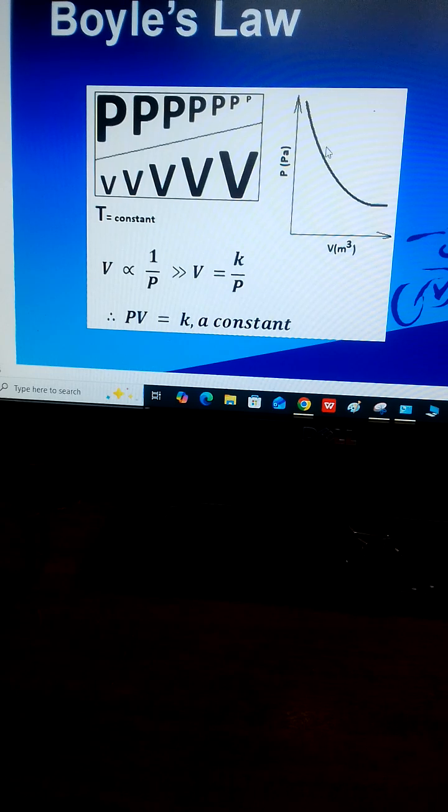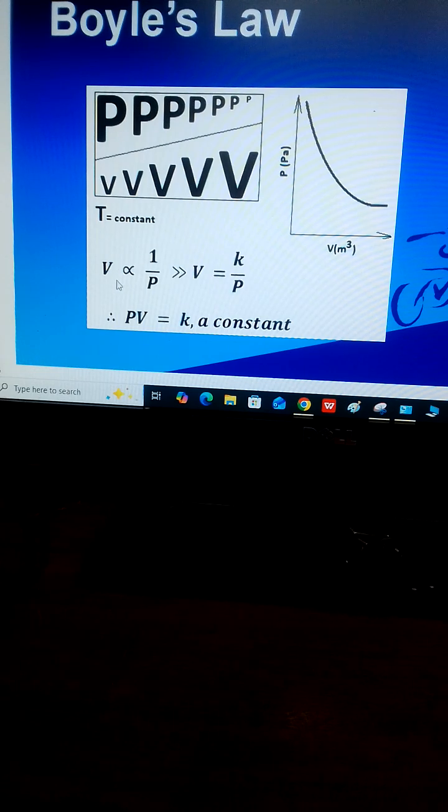And we can show this in graphical form. This is the y-axis, this is the x-axis. On the y-axis, we have pressure in pascals. And on the x-axis, we have volume in cubic meters. So we can see from this graph, when pressure is high, volume is low. As pressure decreases, volume is increasing. So this is the relationship. And this is how we relate it mathematically.